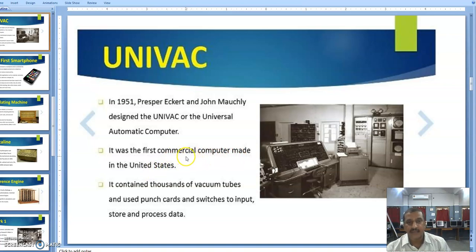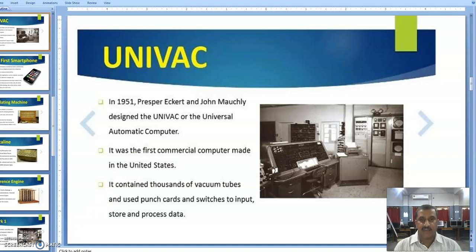Which is the first commercial computer? It is UNIVAC. It contained thousands of vacuum tubes. How many vacuum tubes are there? 5,700 vacuum tubes, and it used punch cards and switches to input, store and process the data. So these are the two computers which were developed in the first generation of computers.